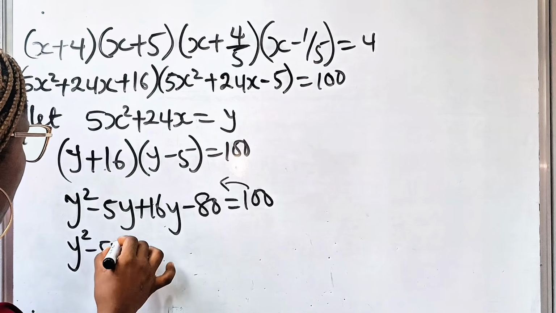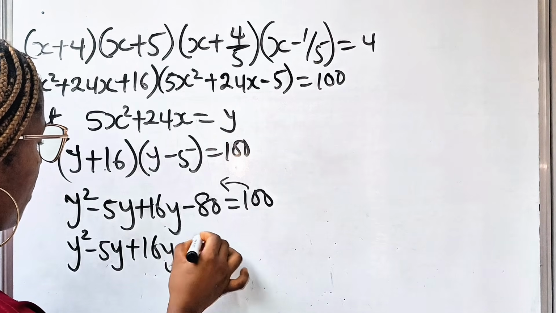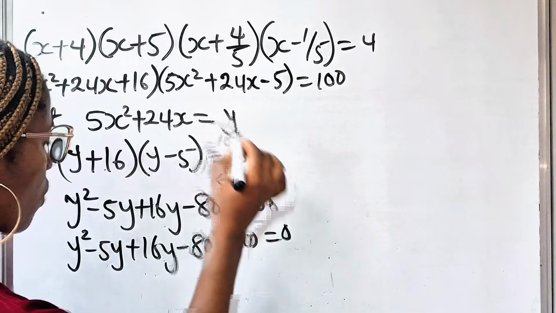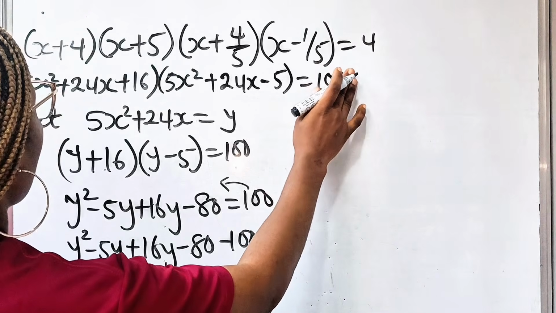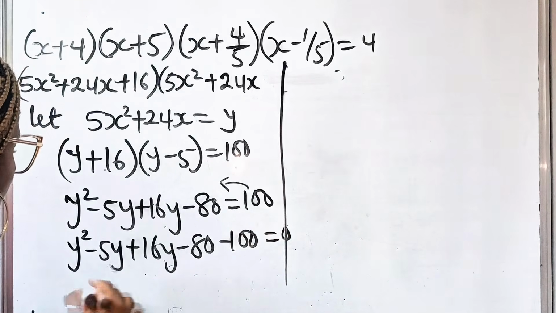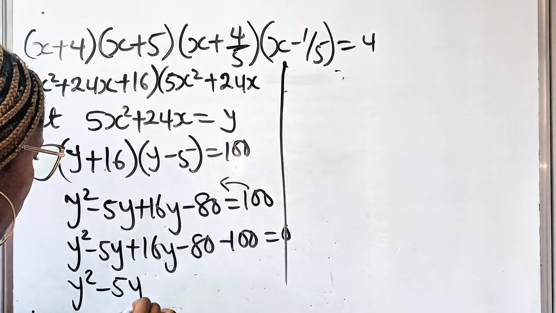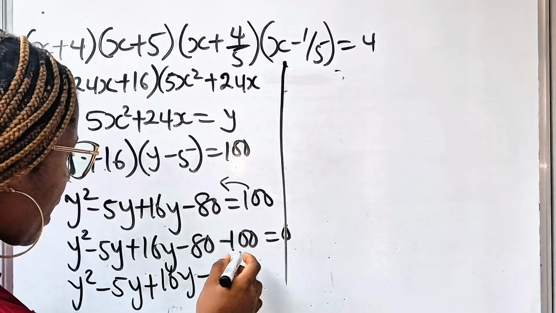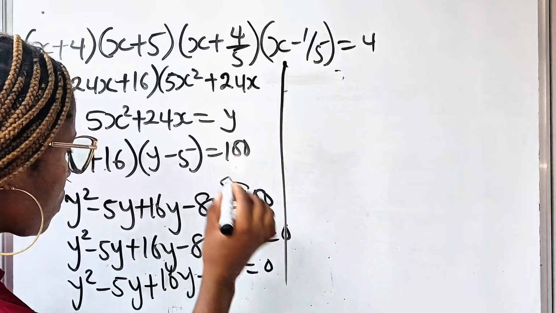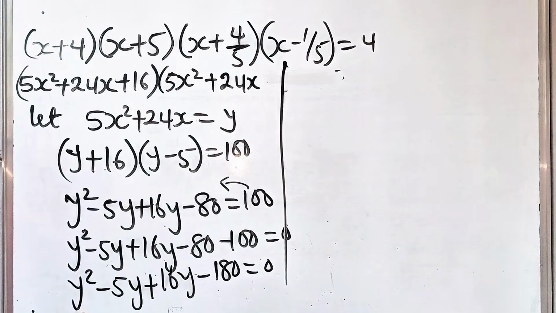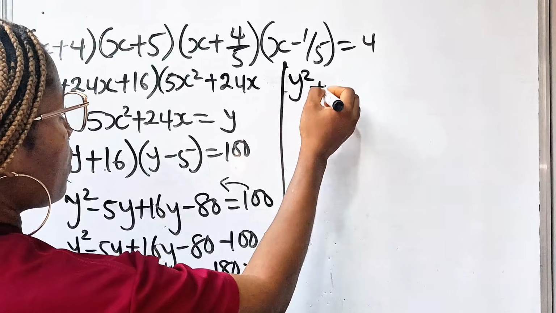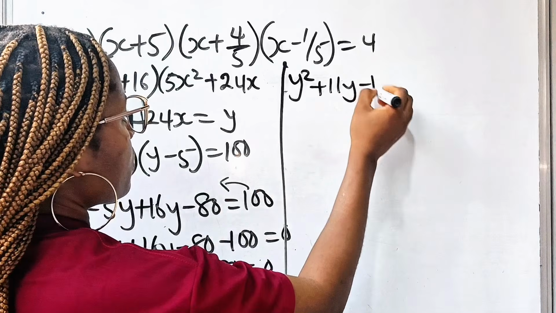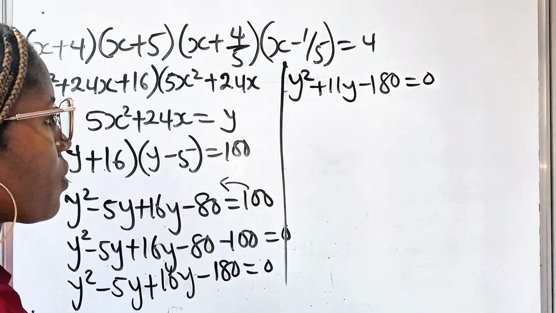y squared minus 5y plus 16y minus 80 minus 100 is equal to 0. So if we write this well, we will have y squared minus 5y plus 16y minus 180 is equal to 0. Now, y squared minus 5y plus 16y is 11y, right? So we are going to have y squared plus 11y minus 180 is equal to 0.